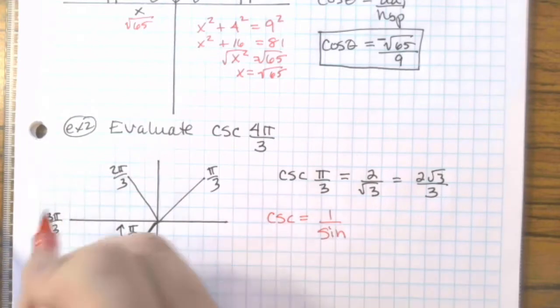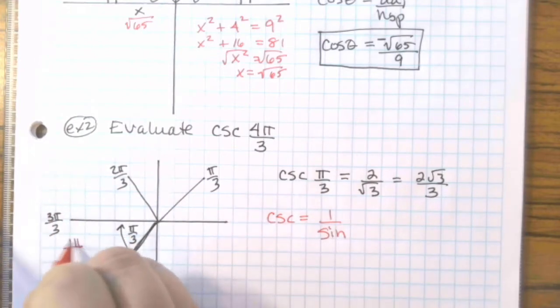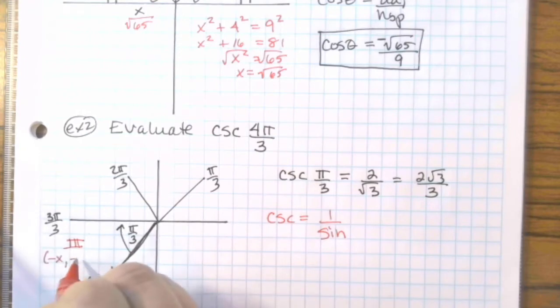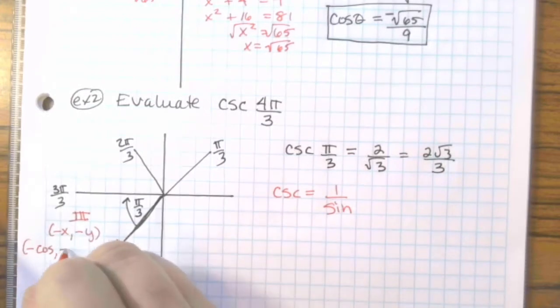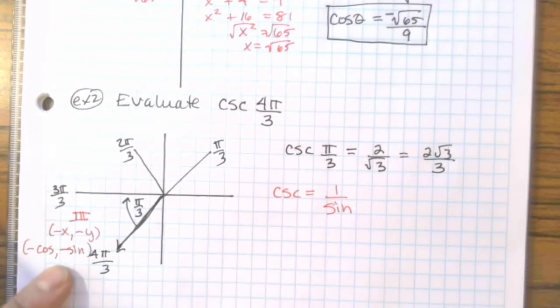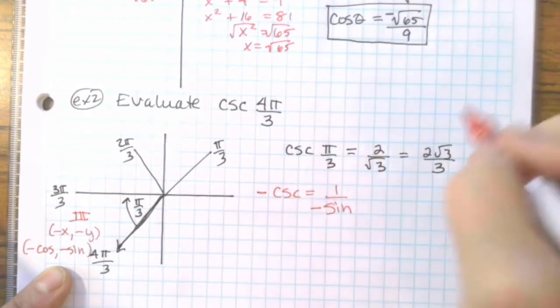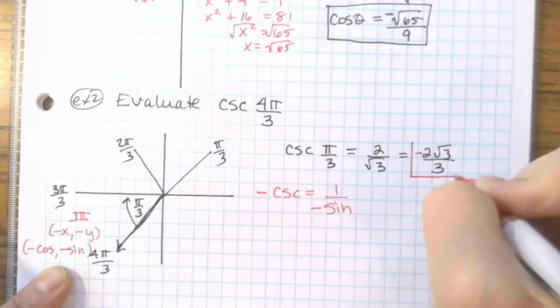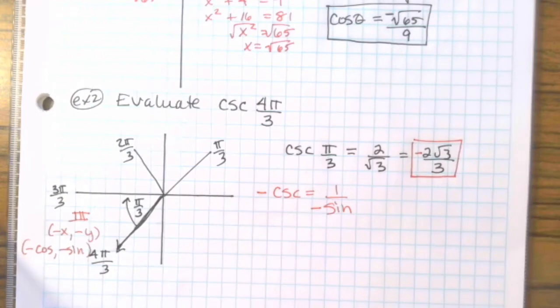that's our cosecant. So in this quadrant, which is quadrant 3, you have a negative x and a negative y, which means a negative cosine and a negative sine. Because sine is negative, cosecant is negative, and our answer is negative 2 radical 3 over 3.